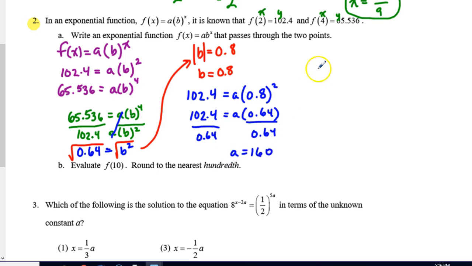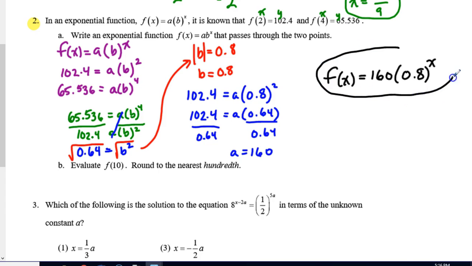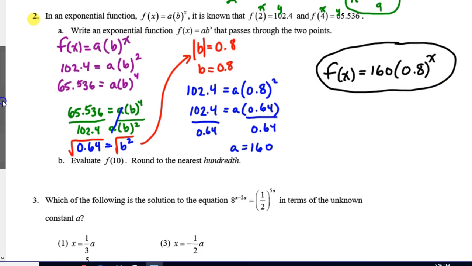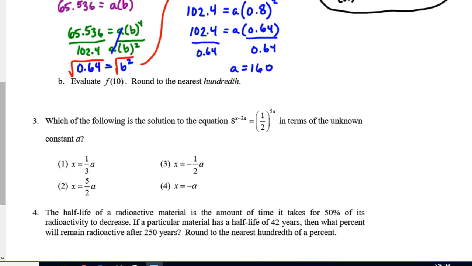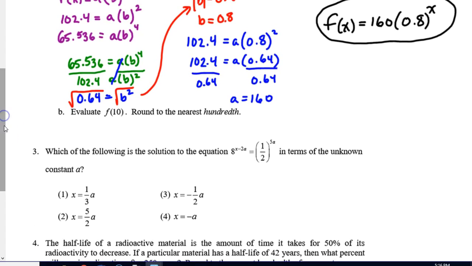So now I can write the function. Okay, a is 160, b is 0.8. And what I should do is put this into my calculator and check that when x is 2 and when x is 4, those are the corresponding y values. Okay, but part B asks me to evaluate it when x is 10. So think about what to do and then work that out and play the recording when you're ready. Okay, so something like that just simply means find the y value when x is 10.